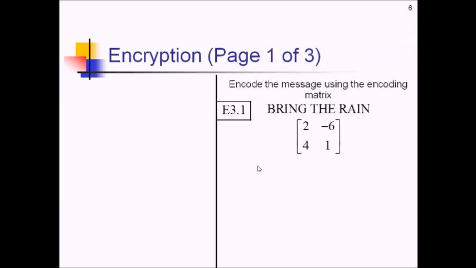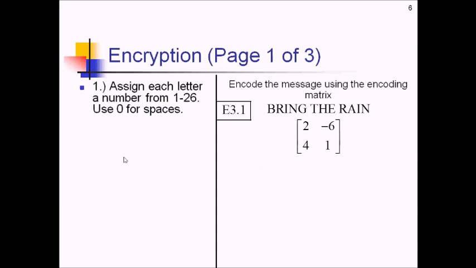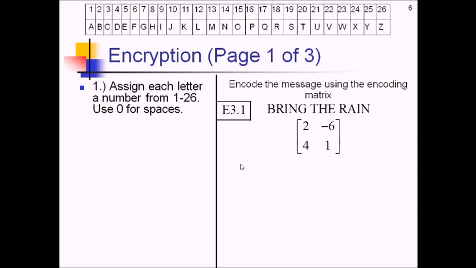To accomplish this encryption, we're going to use matrix multiplication. Before we can do anything, though, we have to assign each of these letters a number from 1 to 26 and use 0 for spaces. So, for example, B would correspond with the number 2, R would be 18, and so on and so forth. Before you write all those out, here's what we're going to do with them.